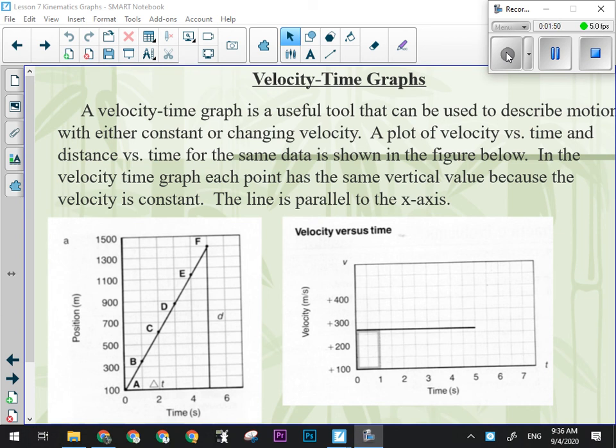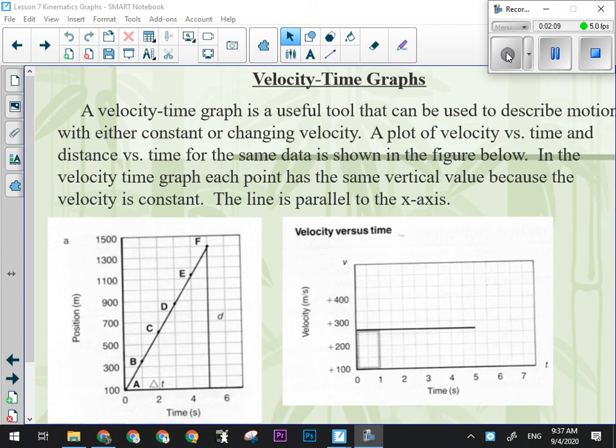Now, if this was a flat line at 0, then we could say, yes, it's not moving. Okay? But in this case, it is moving, and it's moving at like 260 meters per second. Okay? Quite fast, in fact. Right? But it is moving at a constant velocity of 260 meters per second. Everybody follow me there? All right.